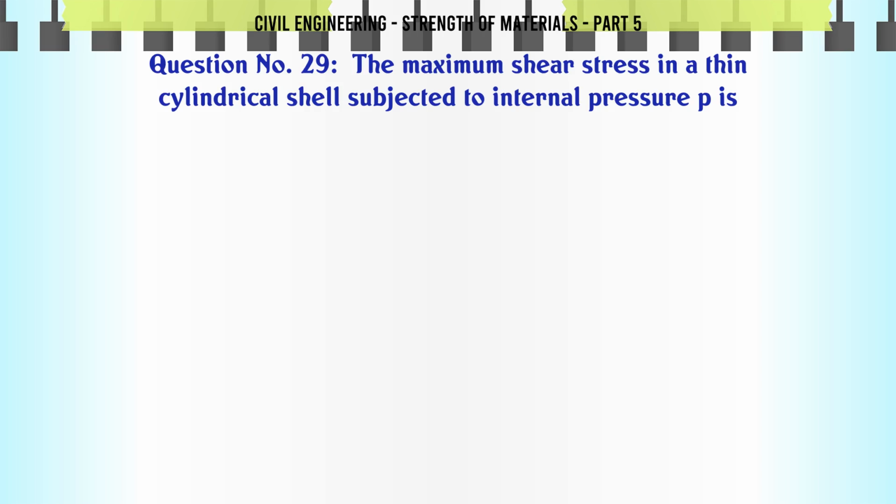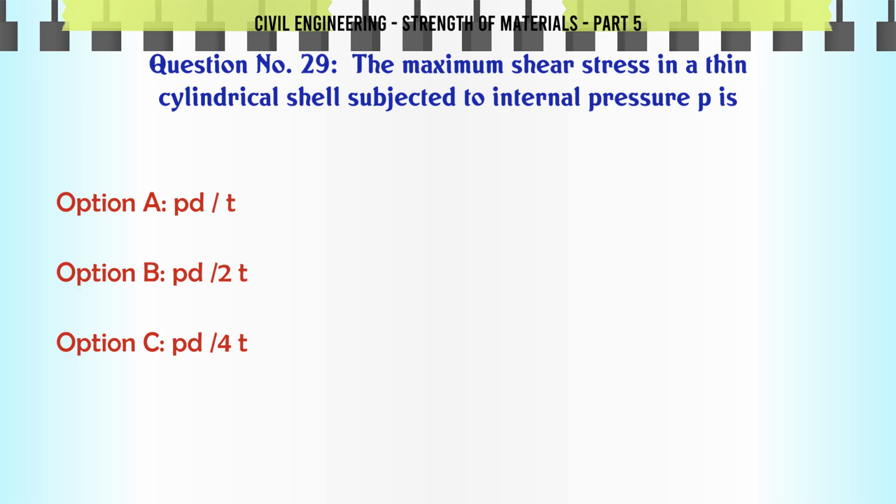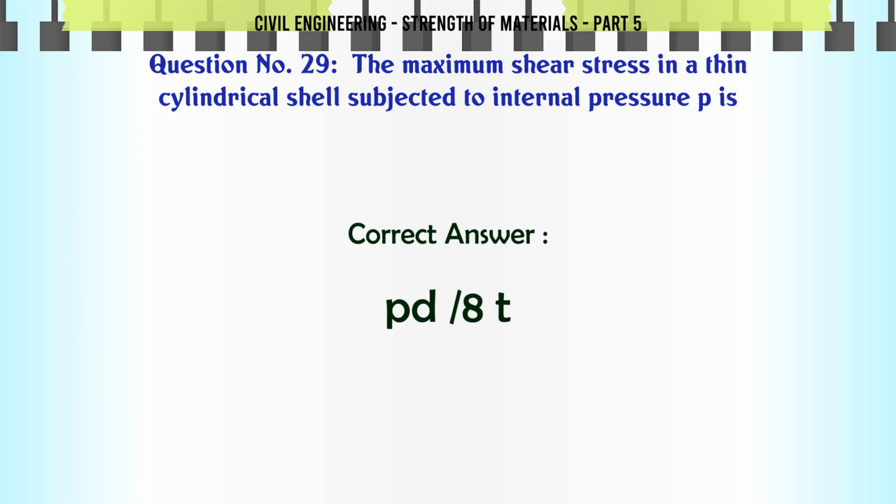The maximum shear stress in a thin cylindrical shell subjected to internal pressure P is A. Pd/T, B. PD/2T, C. PD/4T, D. PD/8T. The correct answer is PD/8T.